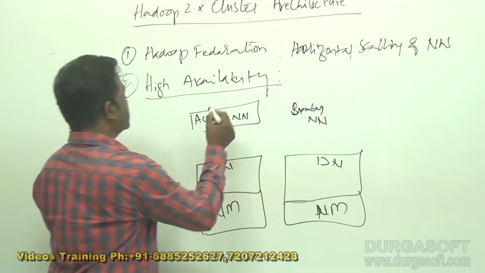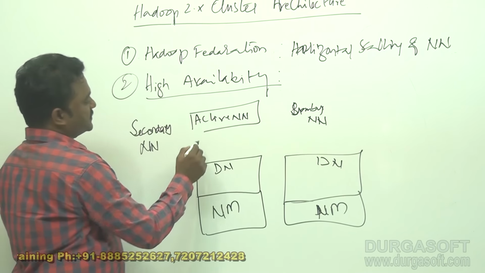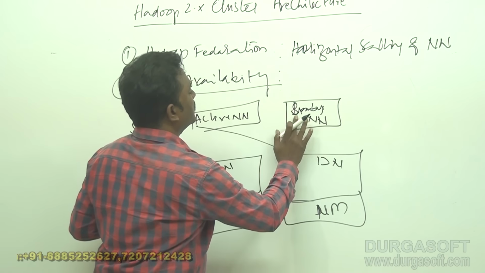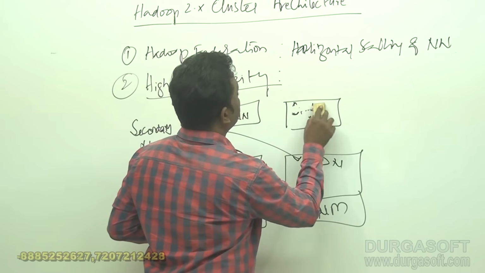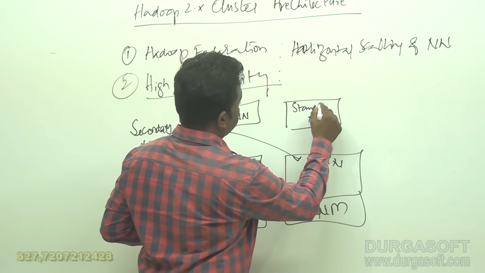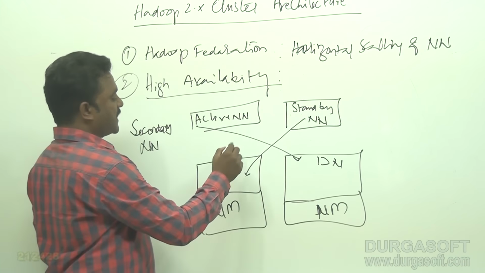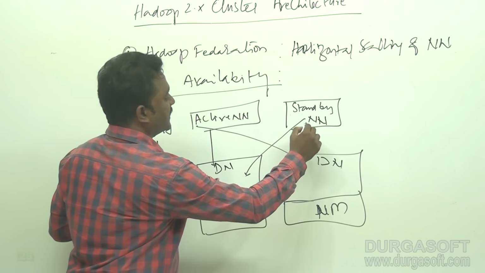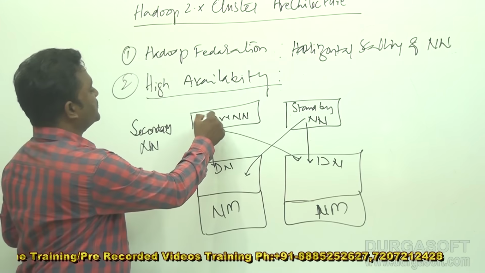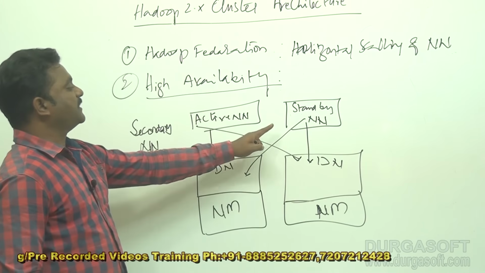We also have a concept of secondary name node, but it is often not configured. It's actually optional. So here the active name node would have interaction with this data node, and this standby name node would have interaction with this data node, and these two can also have interaction. That means whatever information you have on the active name node, you'll have the same information on the standby name node.